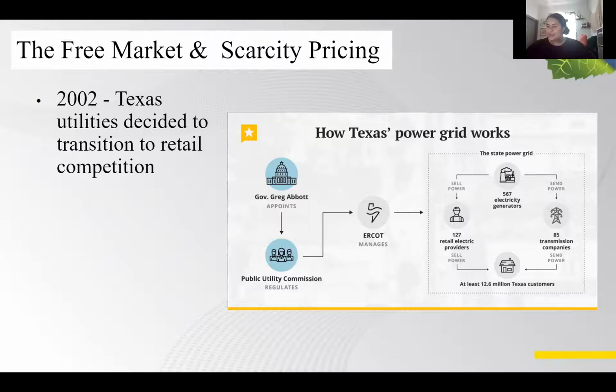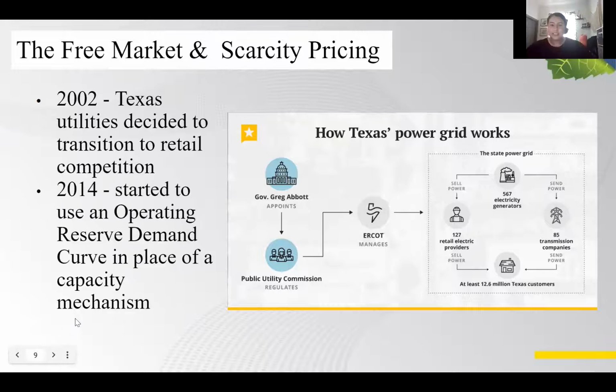ultimately decided not to implement mechanisms like this, and instead, in 2014, decided to use a modeling system called an operating reserve demand curve. This curve uses a scarcity pricing system, which is linked to short-term market conditions. And because of this, it can be extremely sensitive to current conditions, which means this type of modeling can be risky for trying to predict how to meet long-term energy needs or trying to predict energy needs when something outside the ordinary happens, like an extreme weather event.